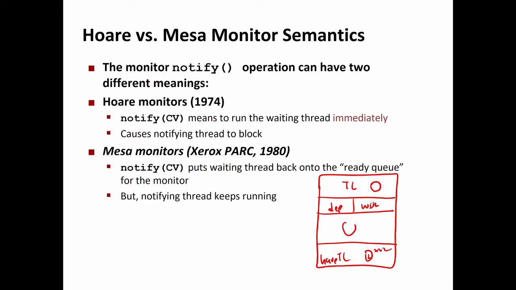So number two comes here and deposits money, let's say he deposits 100 lira, and then he wakes this guy up. Now when he wakes this guy up, there's a dilemma. Who will continue execution?